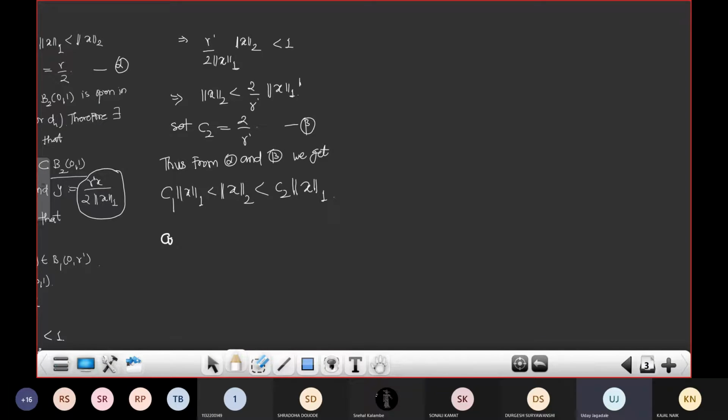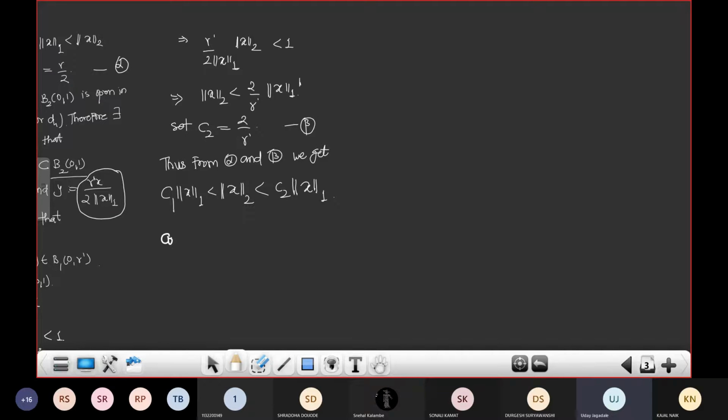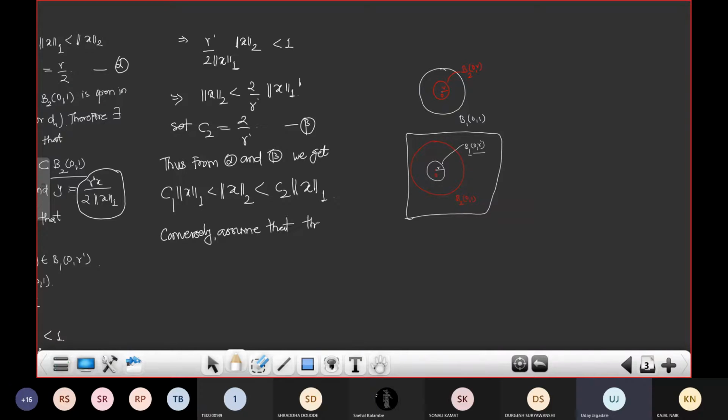So conversely, let me just write down the hypothesis. Assume that there exists... One thing is remaining. What about equality? Equality is not there. How to get the equality? Go through the proof and see why that equality was missing there. Figure it out. Okay, so next assume that there exists a positive constant.